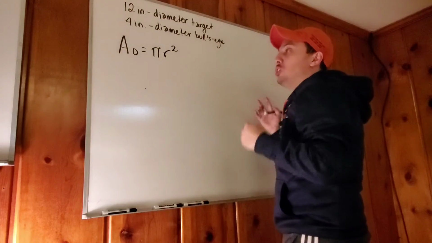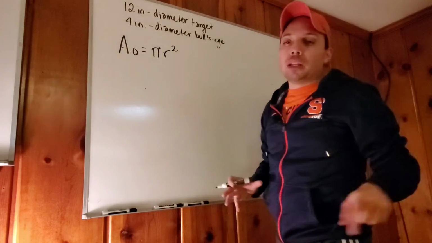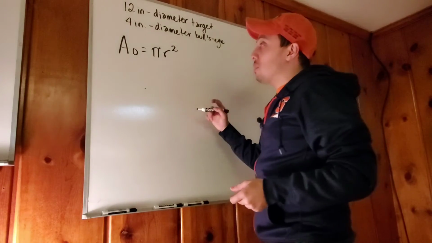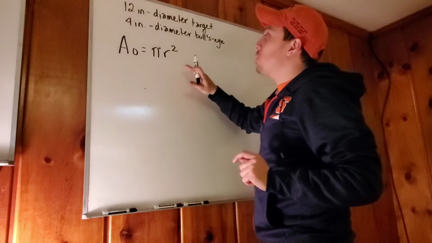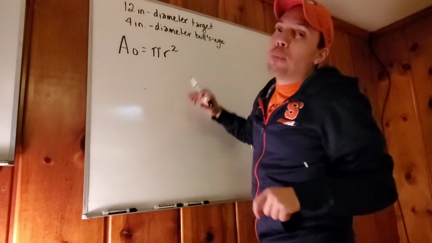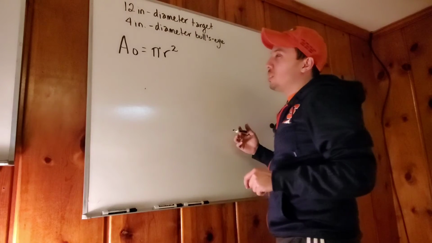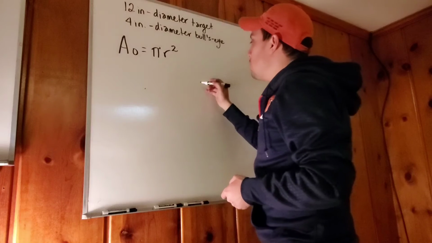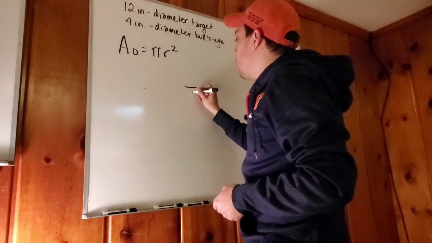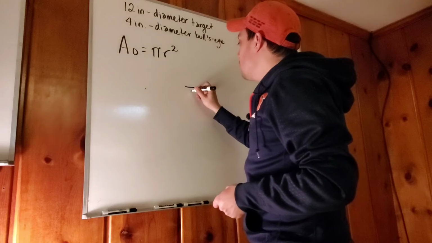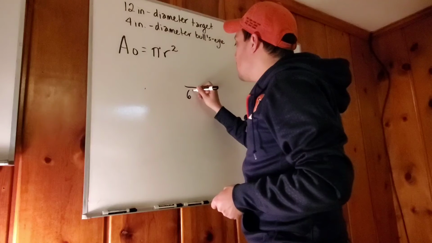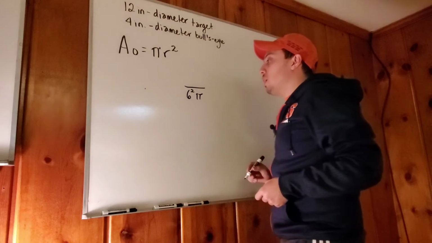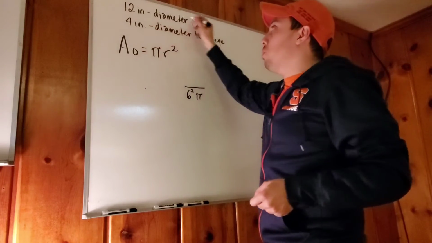So we have to find 2 areas, but don't multiply by 3.14. You're making your life more difficult. All you have to do is just put one on top of the other, and the pi's will cancel each other out. That's the nice thing. So the radius of 12 inches is going to be 6 inches, and because it's the larger one, it's going to go on the bottom. So it's going to be 6 squared pi. That is the formula for the area of the larger target.